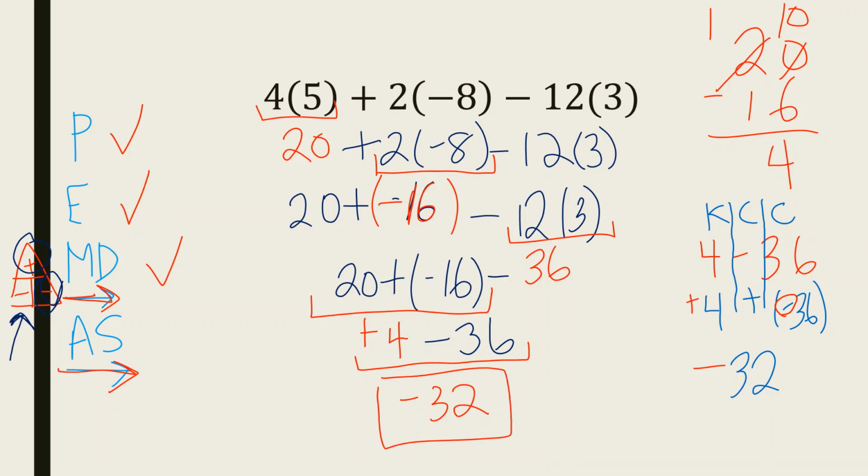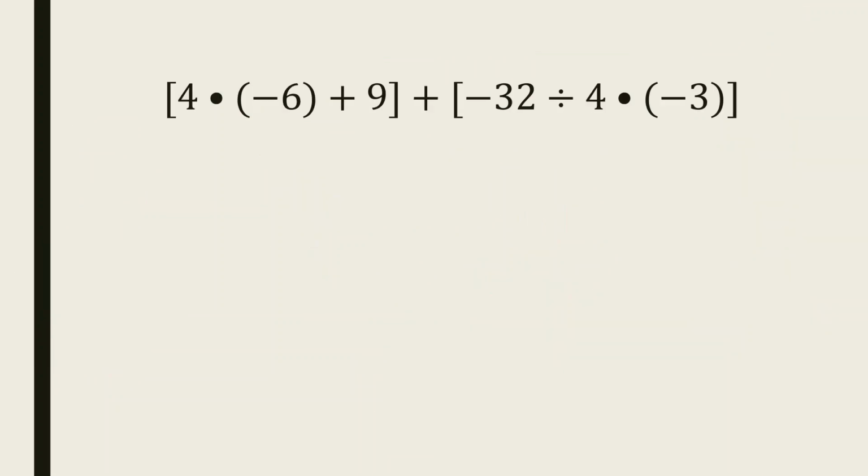Now, if you look at this, as you solve the expression, you're going to end up with an upside down triangle, like I've mentioned before. Or you could think of it as a Dorito chip. In the second example, our expression is the sum of two groups. First group being 4 times negative 6 plus 9. Second group is negative 32 divided by 4 times negative 3.